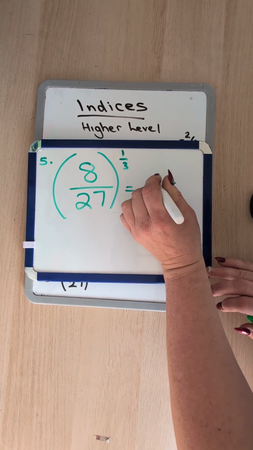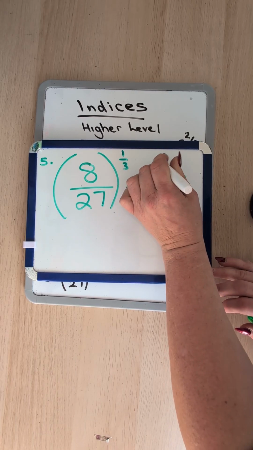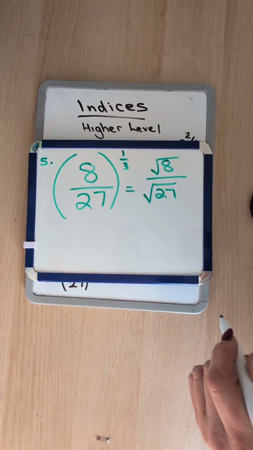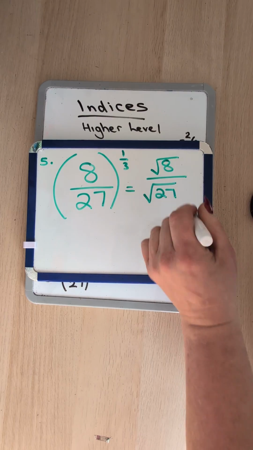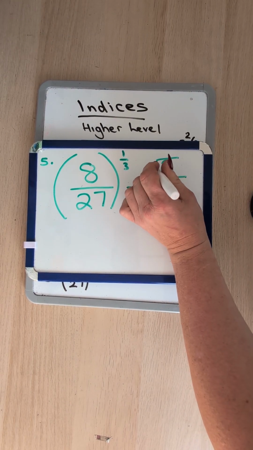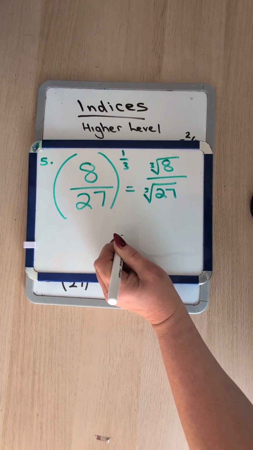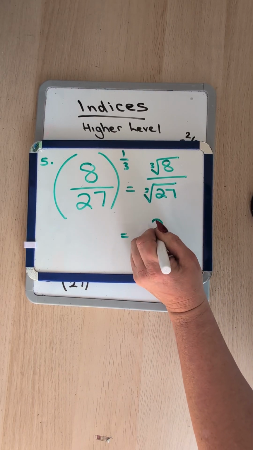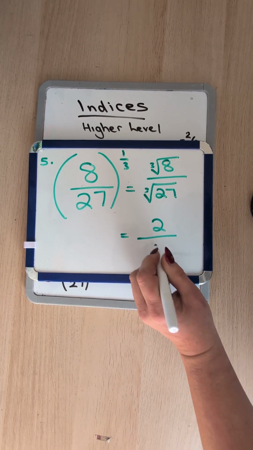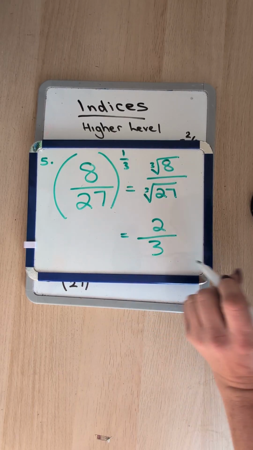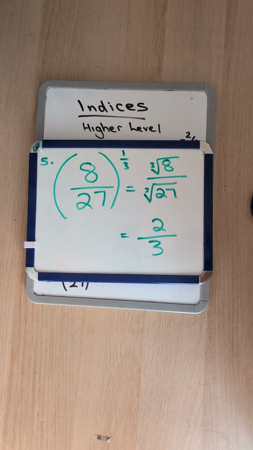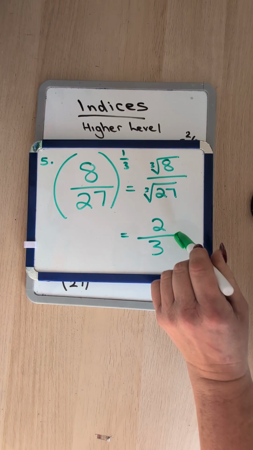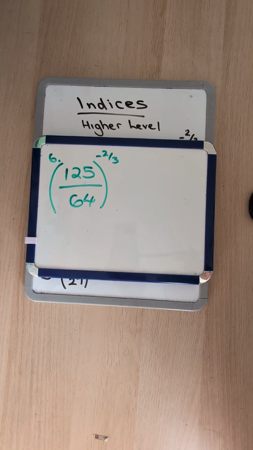Now, the cube root of a fraction is actually the fraction of the 2 cube roots together. And I'm just going to put the 3 in there. Okay, so you can separate them. So the cube root of 8 is 2. The cube root of 27 is 3. So 8 over 27 to the power of a third is 2 over 3.